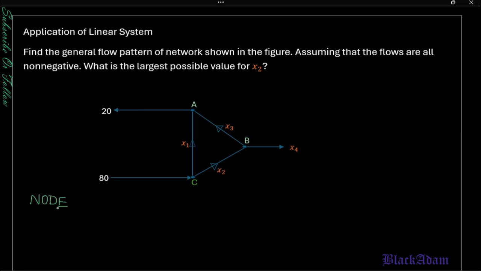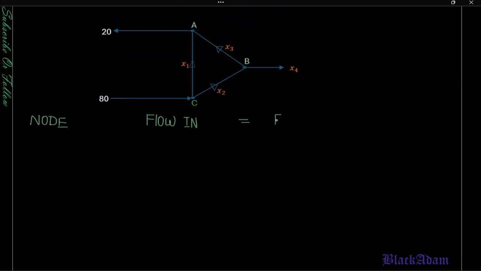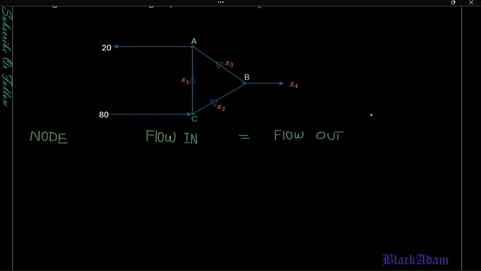Alright, so we have the nodes. We have node A, B, and C. Those are the nodes that we will be talking about. From the nodes, we know that we have A, so that's node A. We have to find the flow in. What is coming into the node is equal to what is coming out of the node. So flow in equals flow out. The amount that goes in is the amount that goes out, because nothing stays in the node.